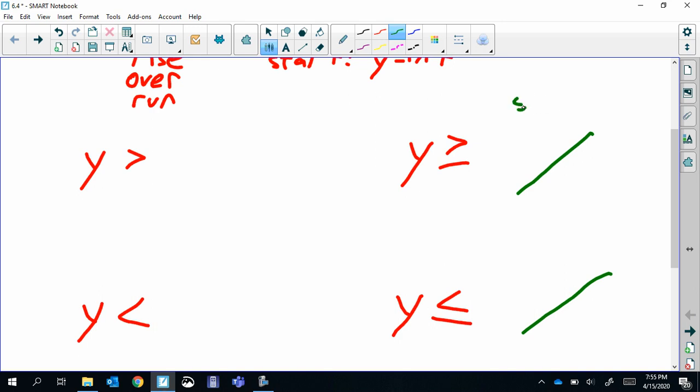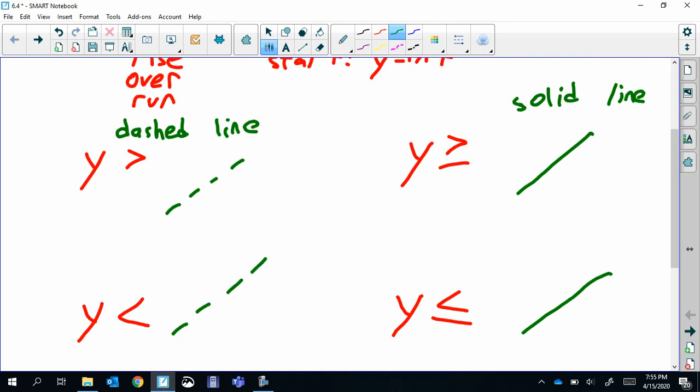It's a solid line for these two. And if it's not equal to, then we will be drawing a dashed line, or dotted. So our line would look like these. So that's the first part: dashed line or dotted or solid line based off of or equal to or not or equal to.